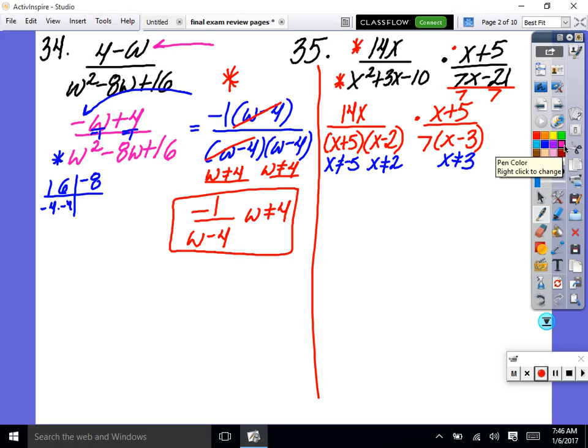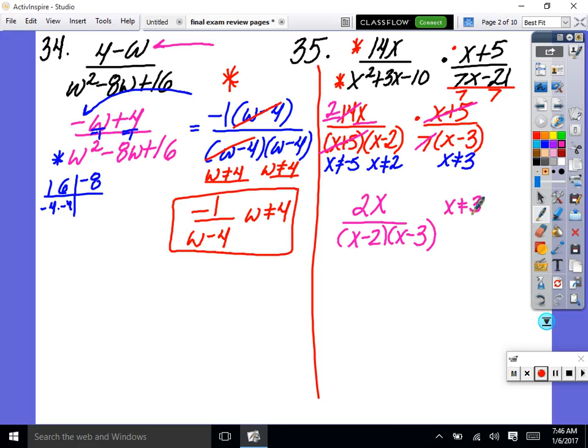So we have a 14 on top and a 7 on bottom. So that becomes 2, that becomes a 1. X on top, no x's on bottom. So that x is going to stay. We have an x plus 5, you have x plus 5 on bottom, yes. And so that's everything that divided out. So left on top was a 2 and an x. Left on bottom was an x minus 2 and an x minus 3. As long as x does not equal 3, negative 5, or 2.